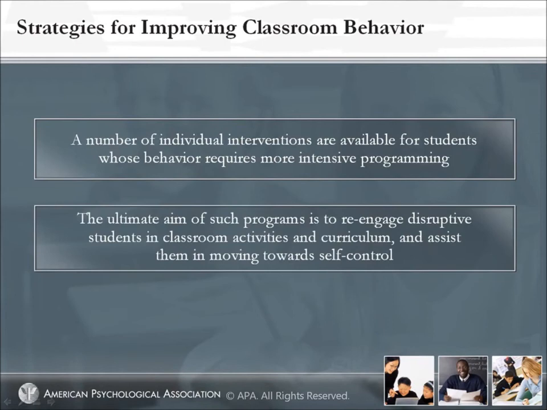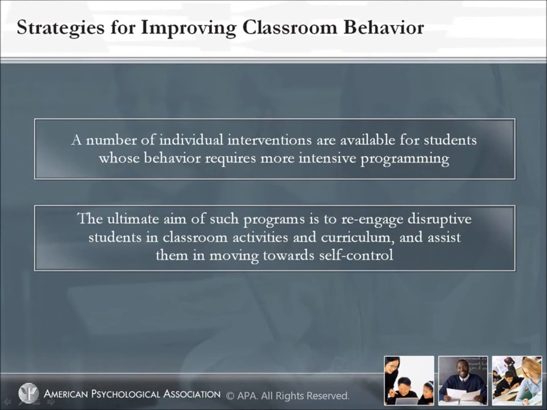A few strategies are suggested on the following slides. These suggestions are illustrative and should not be considered comprehensive. If you are interested in a more extensive list of strategies, you can find an appendix of helpful sources on our website, near where you entered this module.